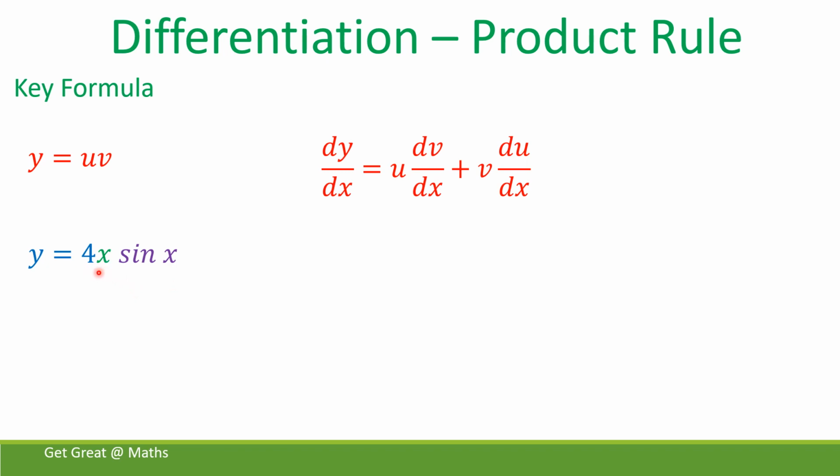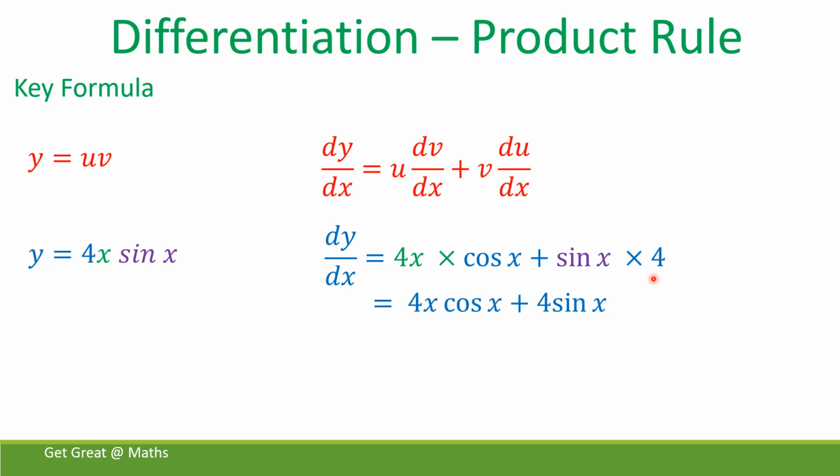My first is 4x. So the differential of 4x is going to be 4. The differential of sine x is going to be cos x. So I've got the first times the differential of the second plus the second times the differential of the first. So dy by dx will be the first, which is 4x, times by the differential of sine x, which is cos x, plus the second, which is sine x, which is here in purple, these two are the same, times the differential of the first, which is 4. I can then tidy that up to give me 4x cos x plus 4 sine x.